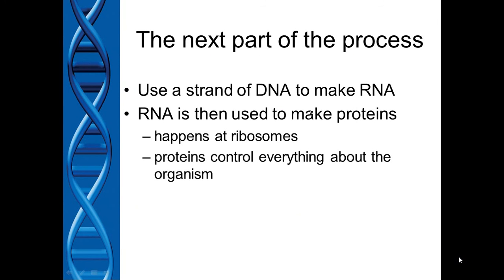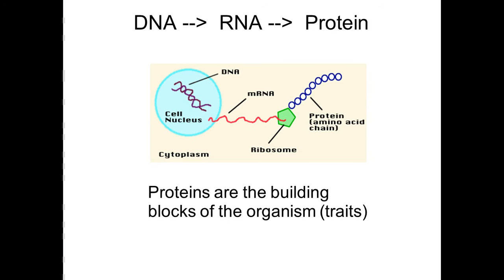The next part of the process is to use a strand of DNA to make RNA. We'll just briefly go over this part of the process, and then you'll have another assignment where this is broken down further. Remember that RNA is used to make proteins. RNA is the messenger that takes the code out to the ribosomes, and then those ribosomes make the proteins that control everything about the organism. DNA goes to RNA, RNA goes to protein.